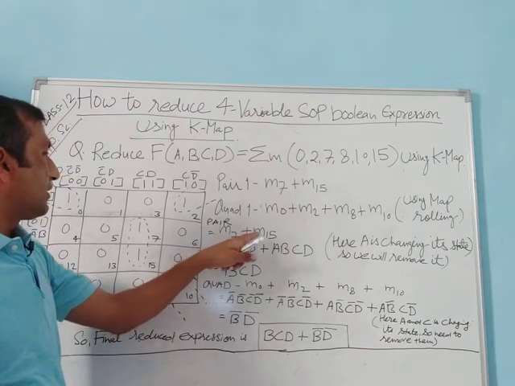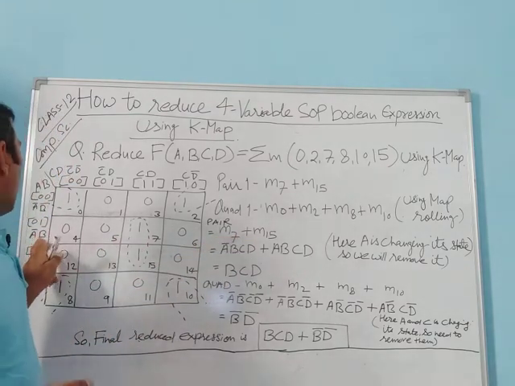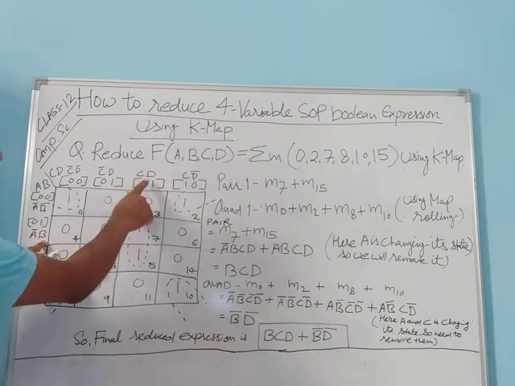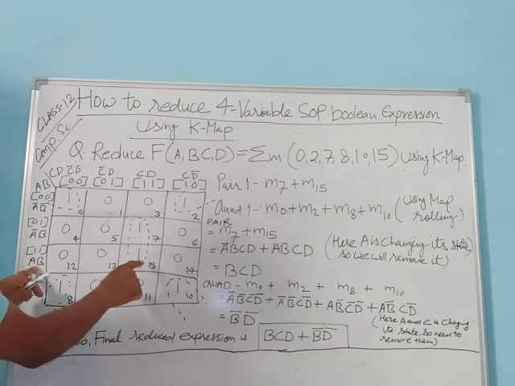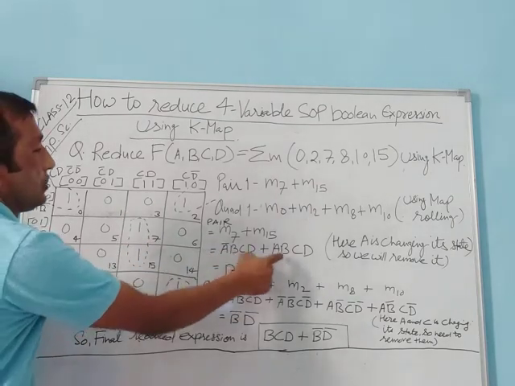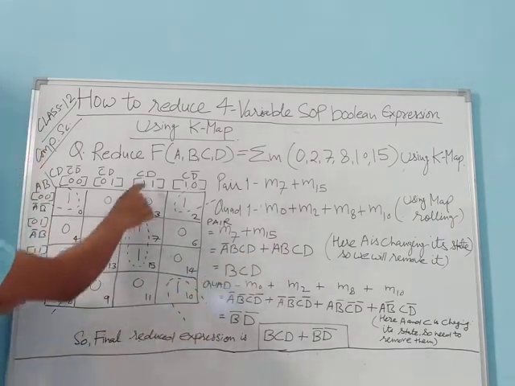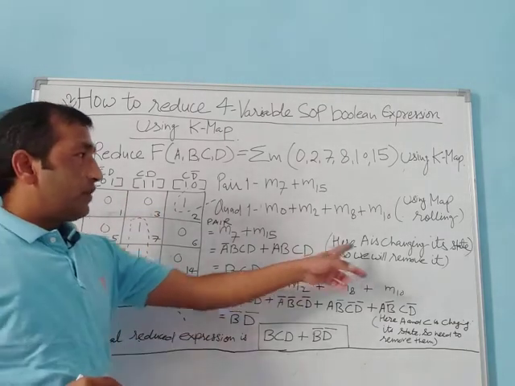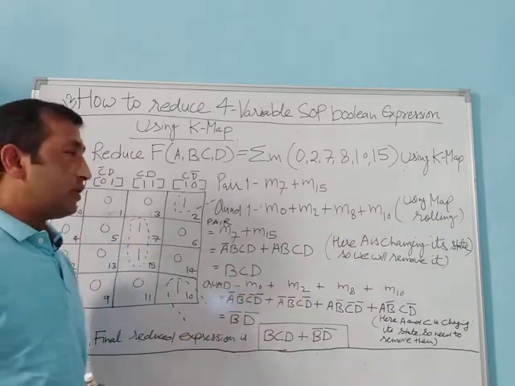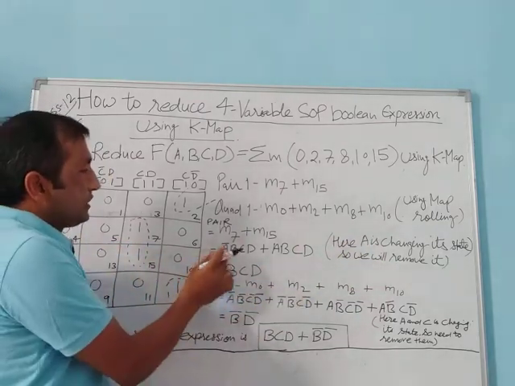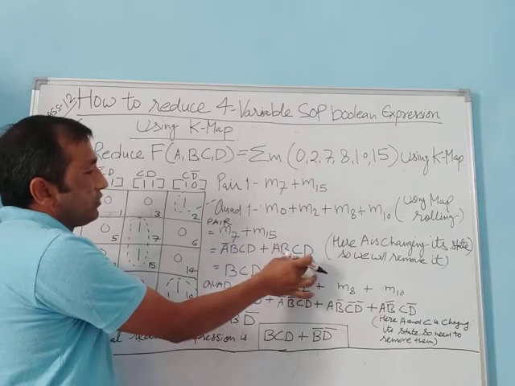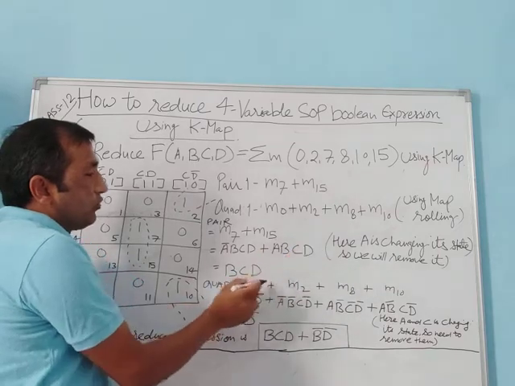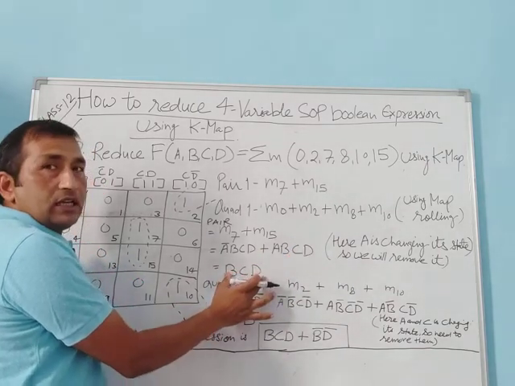The pair is M7 and M15, and correspondingly we have written their expressions as A'BCD and ABCD. These are their Boolean expressions taken from this table. Now the rule says the variable which is changing state has to be removed. In this case, B, C and D are the same over here also, but A is changing state from A' to A. So this has to be removed. What is left alone is BCD.